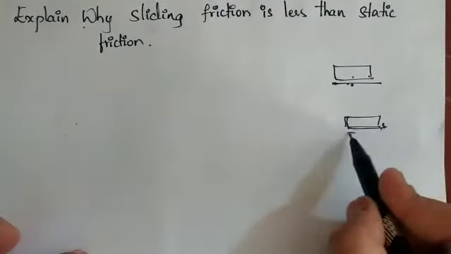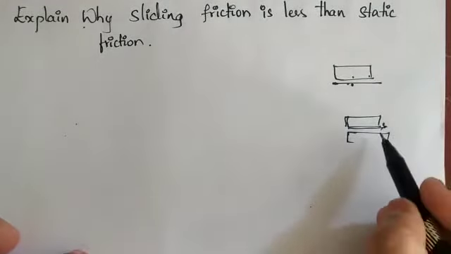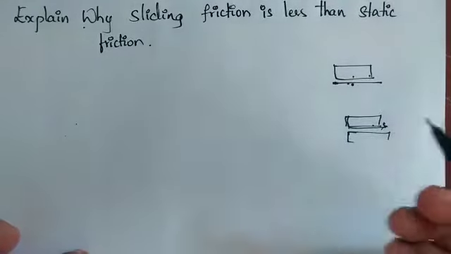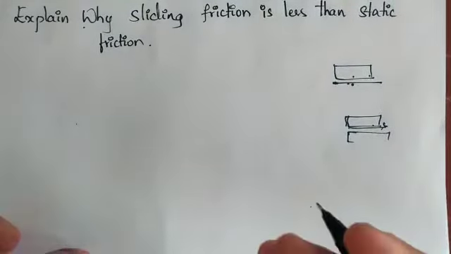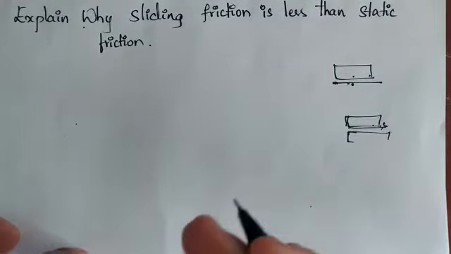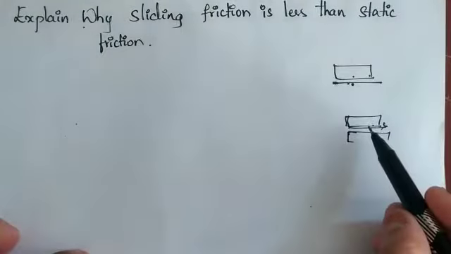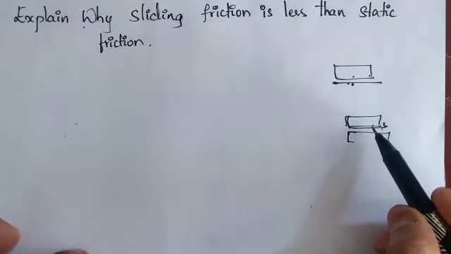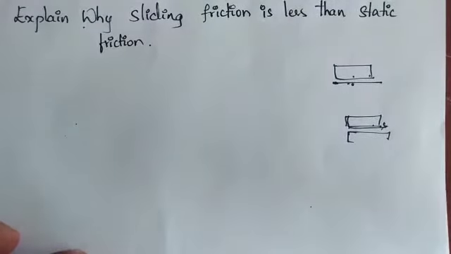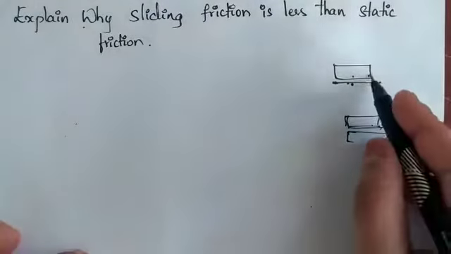When an object is moving, the contact between the object and the ground is very less, or I can say the time given for the interlocking is very small, isn't it? The time for the interlocking between this object and the ground is very less. So that is why interlocking is not very strong compared to the static.